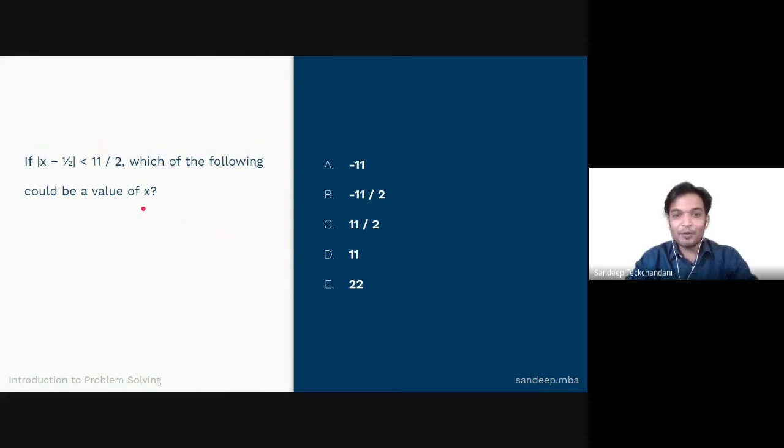This is an example of a question from the algebra module. If the absolute value of x minus half, my friends, this sign is called the absolute value or the modulus. So let me read it again for you. If the absolute value of x minus half is less than 11 upon 2, which of the following could be a value of x? This is the main question, and you'll be given 5 choices: A, B, C, D, and E. And again, you have to select the best answer out of these 5 choices.